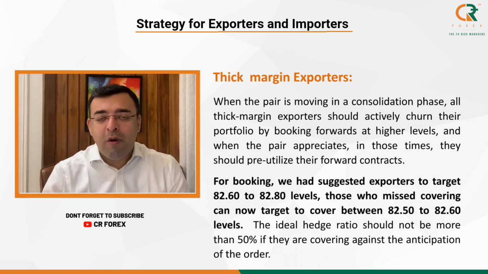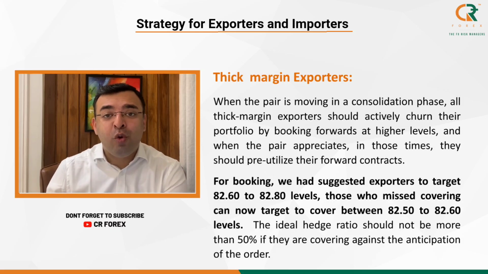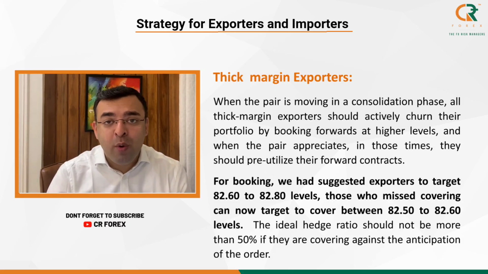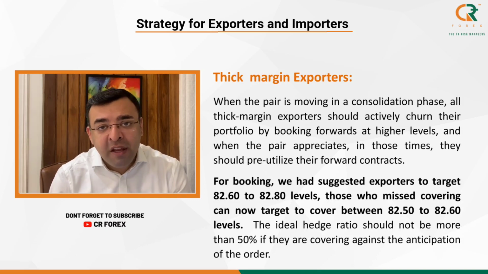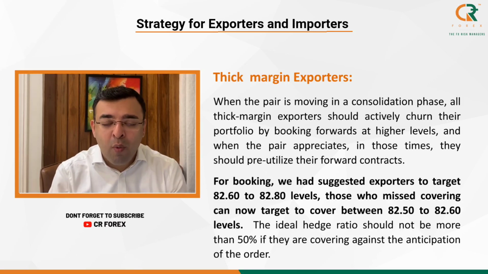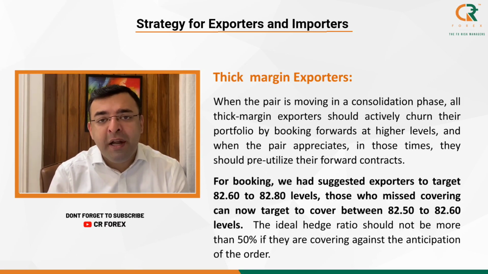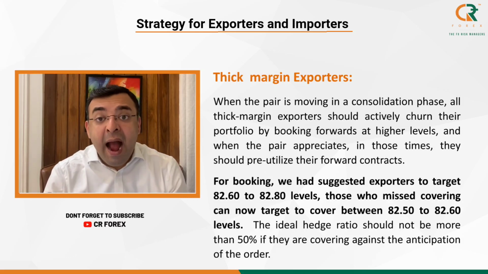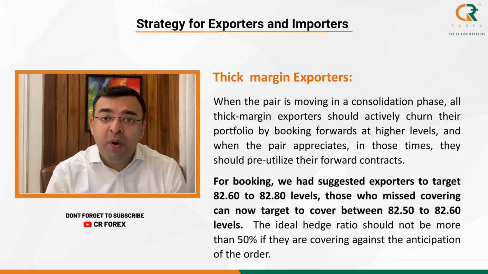Now if you have been listening to our videos, then when the pair was trading close to 81.80 levels, we suggested thick margin exporters that they should ideally pre-utilize their forward contract, and when the pair reached towards 82.80 kind of a level, we suggested them to book forwards. Now if anyone has missed booking forward, they can target level close to 82.60 to 82.75 kind of a level. Ideal hedge ratio, if someone is booking under anticipation order, is they should not exceed beyond 50%.